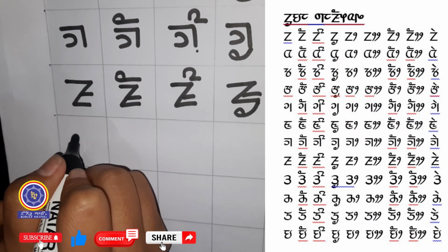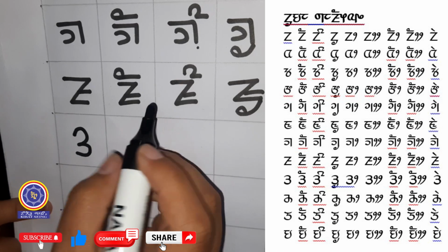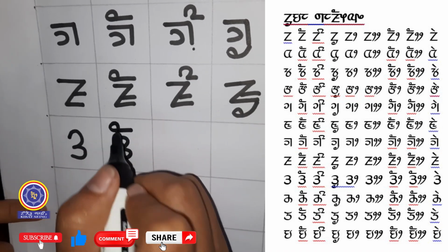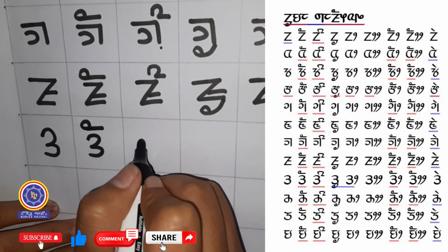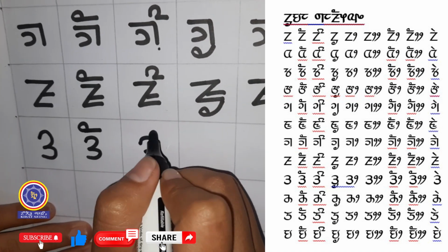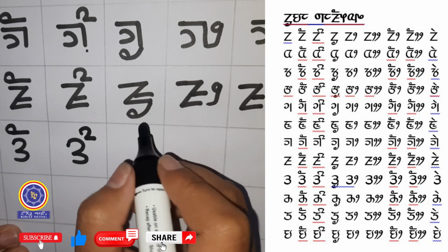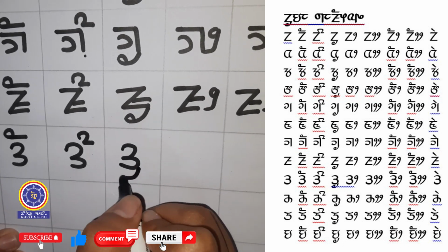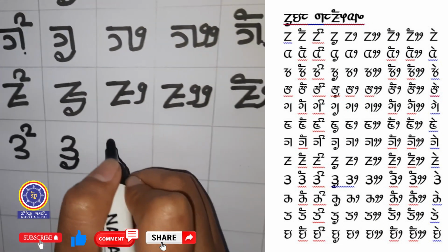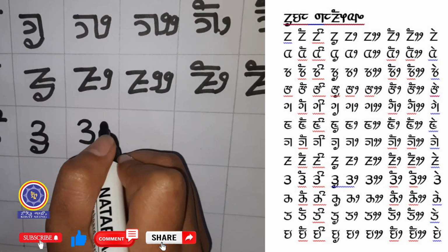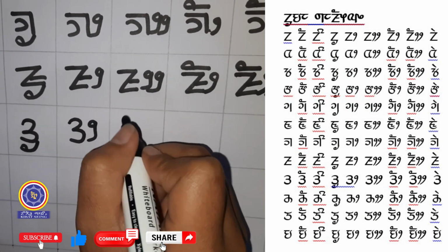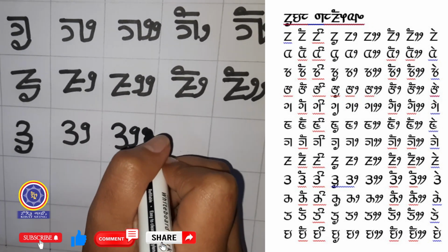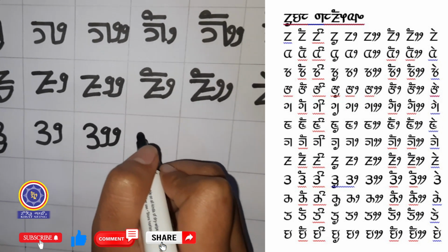And next letter is toknam to. To add amma, to amma ta. To add iksu, to iksu ti. To and add uksu, to uksu tu. To add etu, to etu te. To add ainu, to ainu tai.